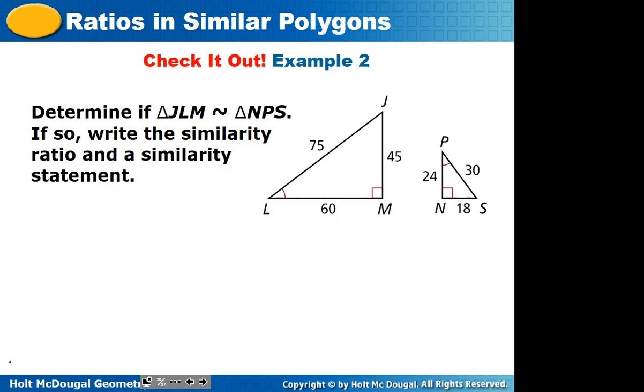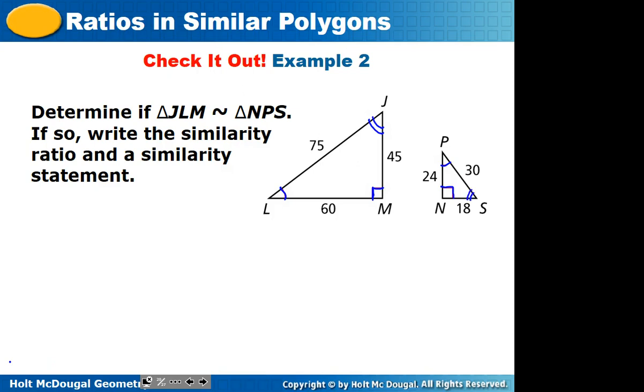JLM is similar to NPS. That's what our similarity statement says. But what I want to do first is I want to check to see these angles. So first of all, what angle is M congruent to, you guys? M over here is congruent to N, isn't it? And L, do y'all notice, has one arc, and so does P. And so by the third angles theorem, we can again say that J is congruent with what? S. Does everybody see that?